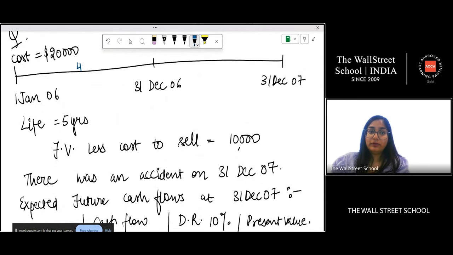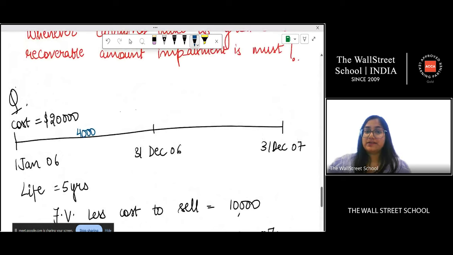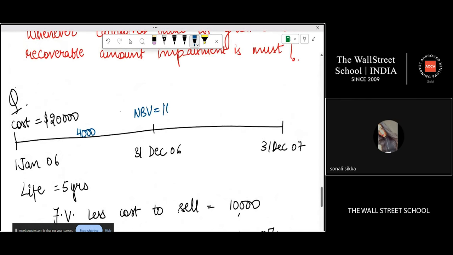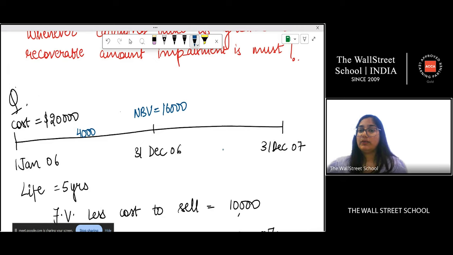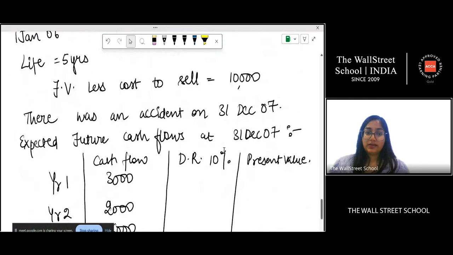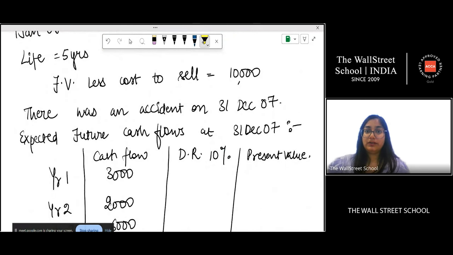So what is the value of the asset on 31st December? 16,000. Right. Then again, we were using the asset and depreciation of 4,000 would have been charged, right? So now the net book value of the asset is 12,000, right? Is it clear up till here? Now they are saying there was an accident on 31st of December 07. So that means we have an indicator that there might be possibility that we may have impairment.